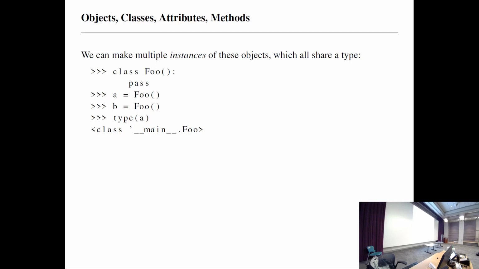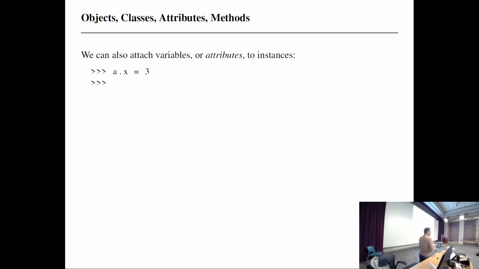So what is this? Everybody remember this? This is the module that you're automatically in. It's where you're executing in the read-eval-print loop. This is the name of my class. So I've got two instances here, A and B, both of class Foo. Foo itself has nothing in it. It doesn't really do anything.